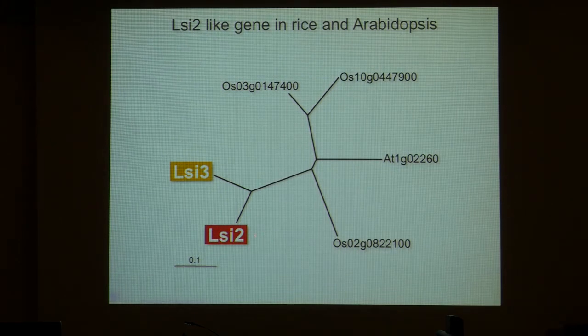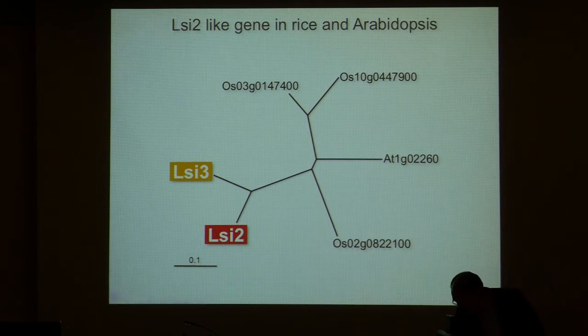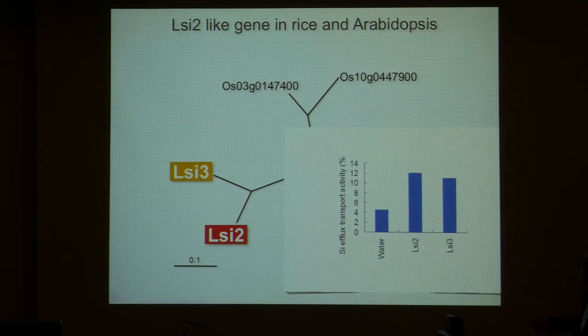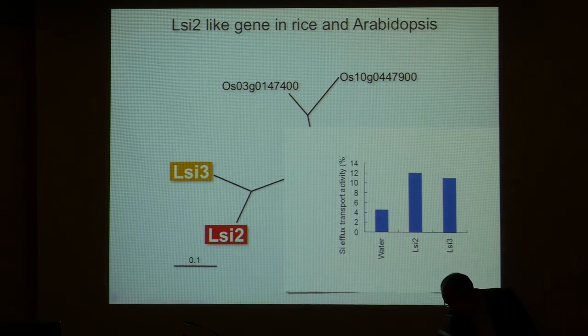Okay? ELISA2, as I mentioned earlier, is a silicon efflux transporter. It is also involved in the silicon uptake. Okay? And then we expressed both ELISA2 and ELISA3 in the Xenopus oocyte and looked at the efflux transport activity. As you can see here, similar to ELISA2, ELISA3 also shows silicon efflux transport activity. So this means that both ELISA2 and ELISA3 are efflux transporters of silicon.